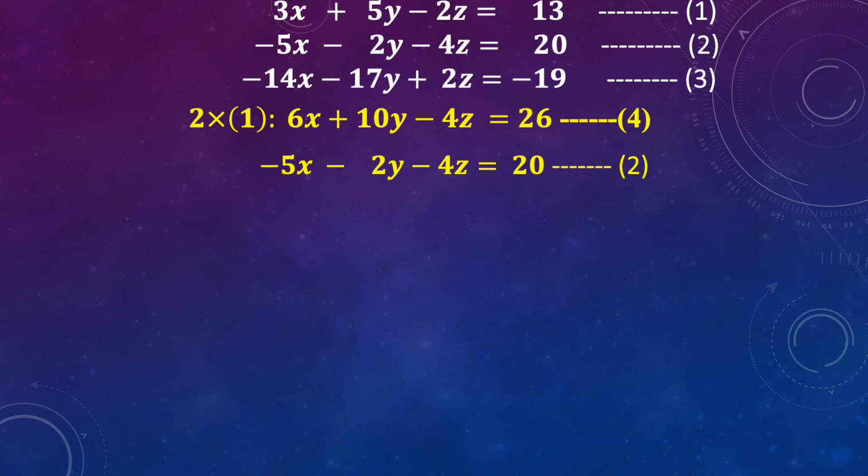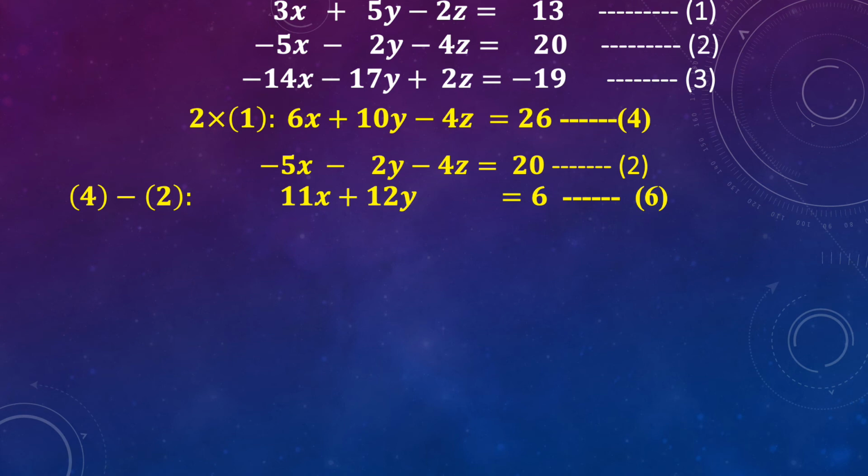You can notice very well that negative 4 is the coefficient for variable z in equations 4 and 2. Therefore, I have to minus the 2 equations. So I use 4 minus 2. So you get 6x minus 5x, you get 11x. And then 10y minus 2y, you get 8y. And then negative 4z minus negative 4z, you get 0. And 26 minus 20, you get 6. Right? So this is equation number 6.